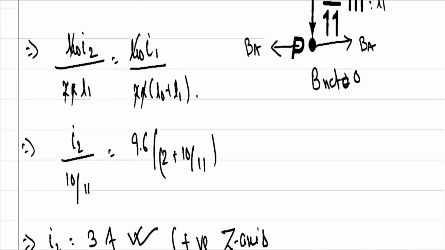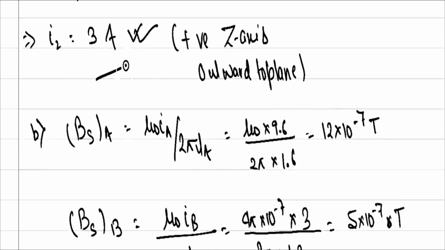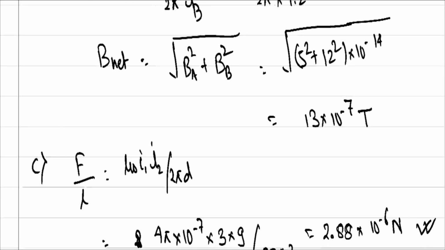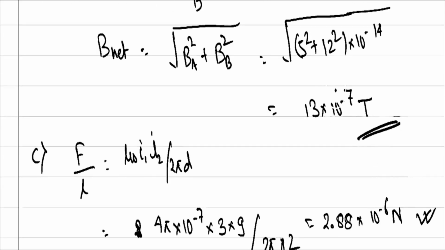So the answer of part A is 3 ampere. The answer of part B is 13 into 10 power minus 7 Tesla, and the answer of part C is 2.88 into 10 power minus 6 Newton.